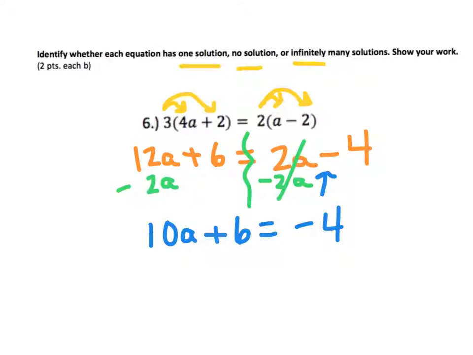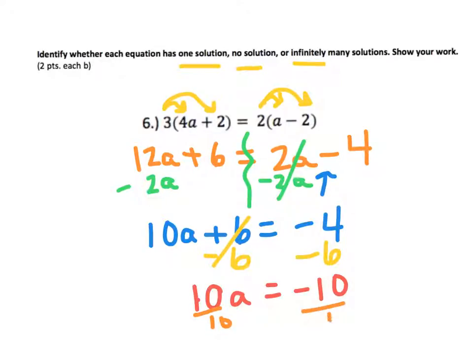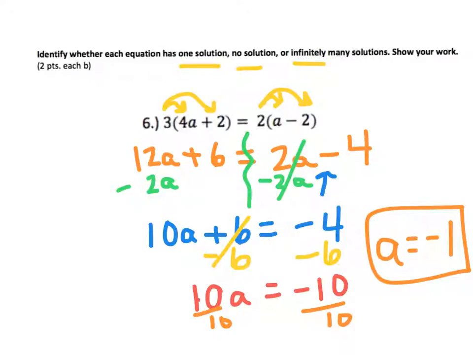Now I have a two-step equation. My next step would be to subtract 6 on both sides. So I get 10a is negative 10. Then my final step is to divide both sides by 10. And negative 10 divided by 10 is negative 1. So I got an answer. I was able to get the variable by itself and solve. This is an example of one solution.